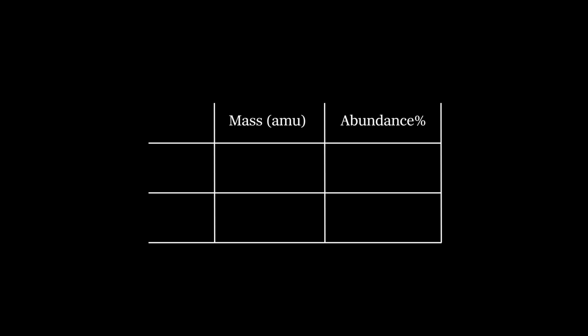To find the average atomic mass of an element, we consider the masses and abundances of its isotopes. For instance, carbon has 2 major isotopes, carbon-12 and carbon-13. Carbon-12 has a mass of 12 AMU and an abundance of 98.93%, and carbon-13 has a mass of 13 AMU and an abundance of 1.07%.